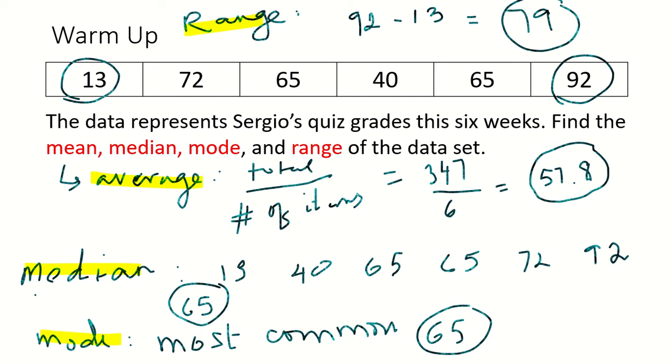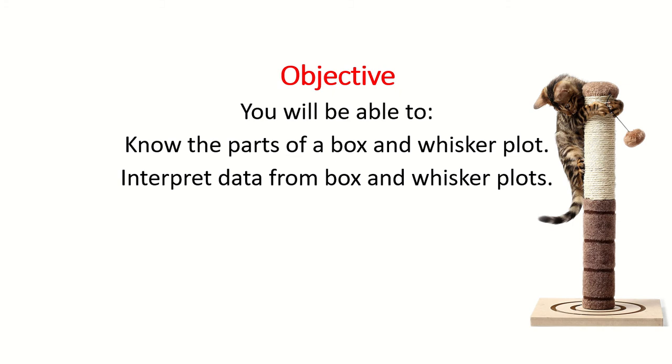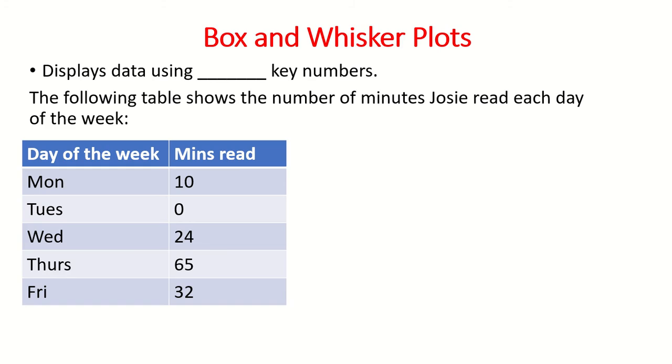We're going to use these same exact terms when we talk about our box and whisker plots. The objective today is to know the parts of a box and whisker plot and also interpret data. So a lot of definitions and names here, but then you need to also know how to read it and pull out information from the box and whisker plot. So let's get started. Okay, a box and whisker plot, also sometimes just called box plots. It displays data using 5 key numbers, right? There's going to be 5 important parts to it.